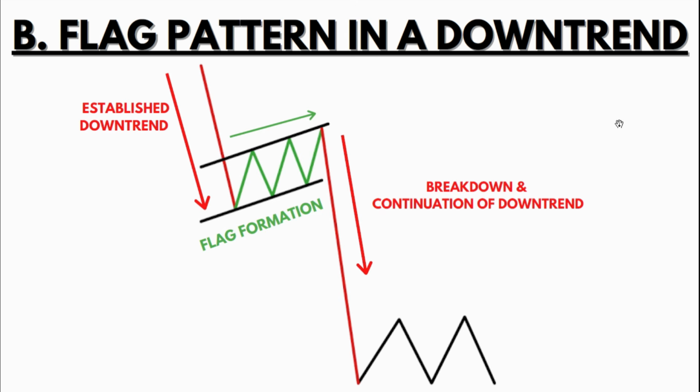So over here we have the bearish variation of the flag pattern, that is flag pattern that forms in a downtrend. So basically everything is similar to the bullish flag variation, just the trends are opposite. So you can see the major trend will be the downtrend.